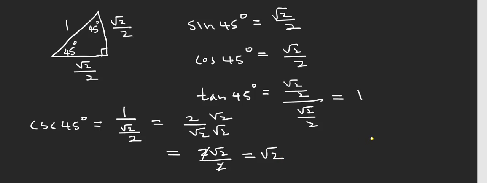So you could find secant of 45 and cotangent of 45 using similar reasoning. So it is very important that you know about the 30-60-90 degree triangle and the 45-45-90 degree triangle.